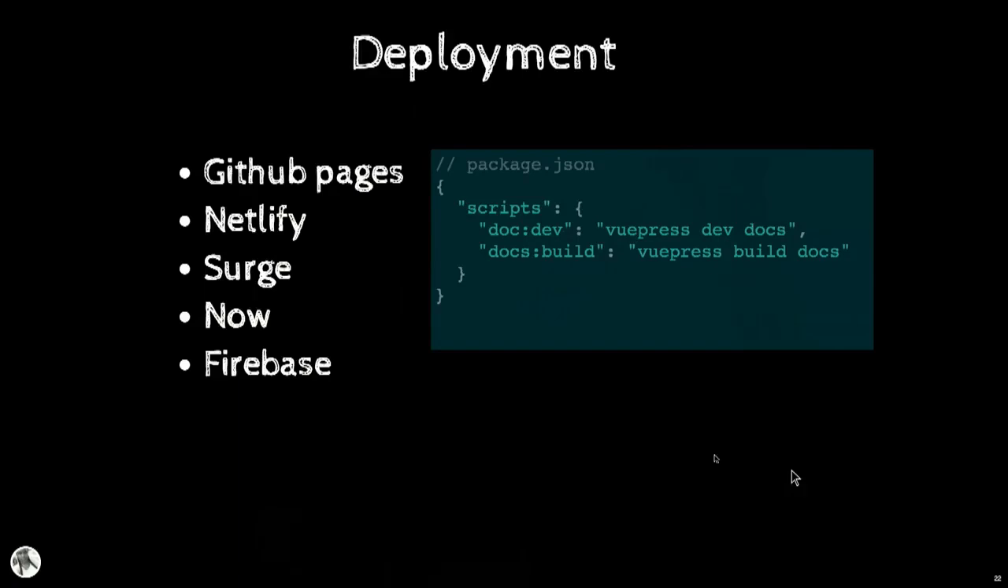Once you build for production, automatically you have a dist folder with all the files minified for you. And there are some services you can use for deployment. You can use GitHub Pages, which is very easy to use. You can also use Netlify, Surge, Now, and Firebase for deployment.